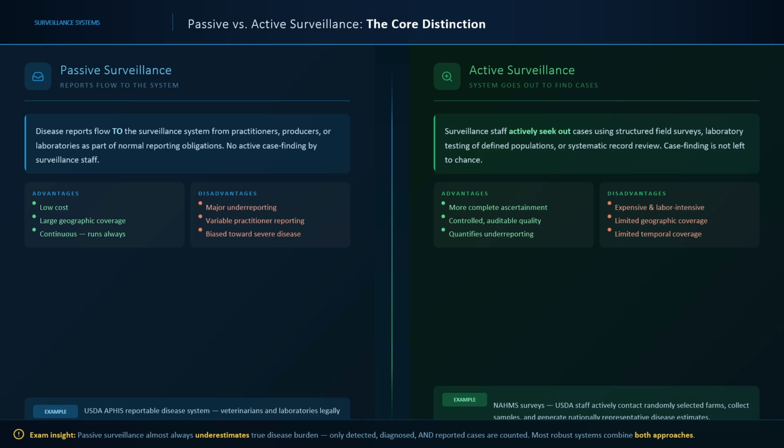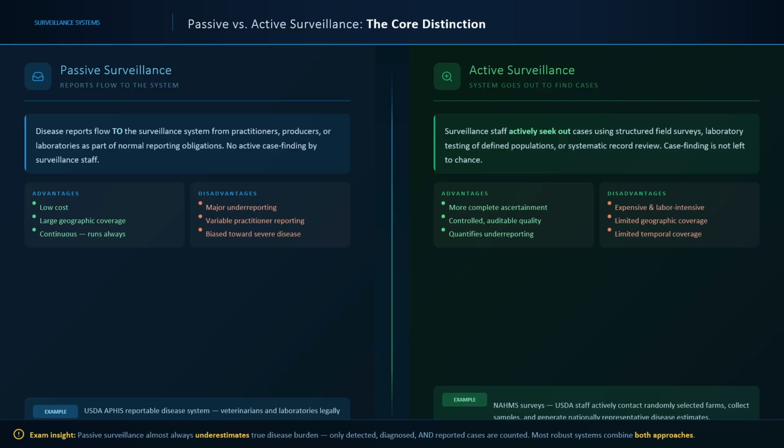Here's an ACVPM exam tip. Passive surveillance underestimates true disease burden due to reporting bias. Cases must be detected, diagnosed, and reported to enter the system. Missing any step means missing the case.